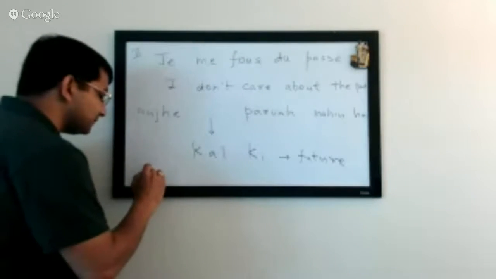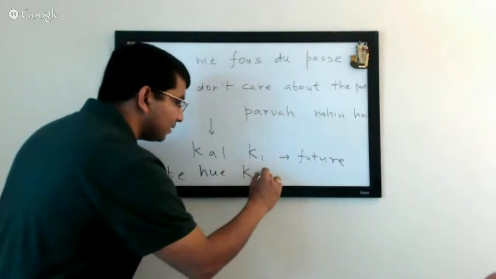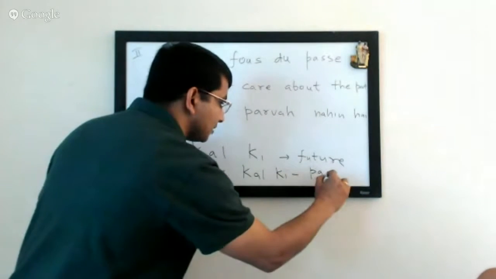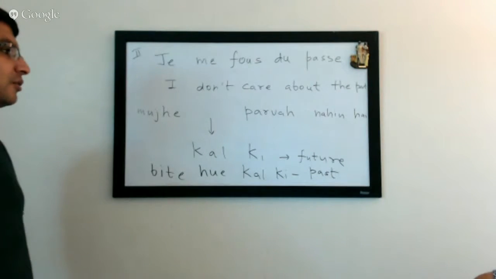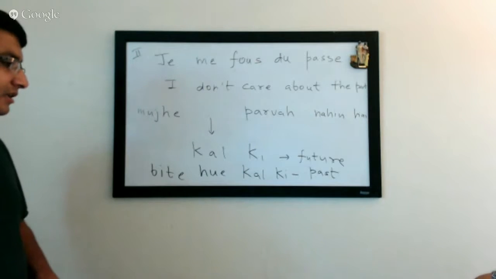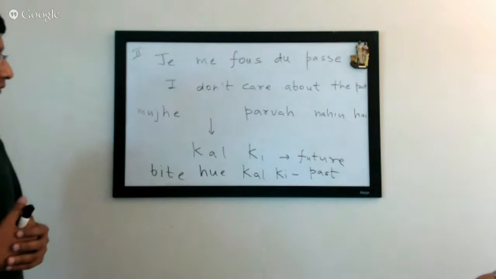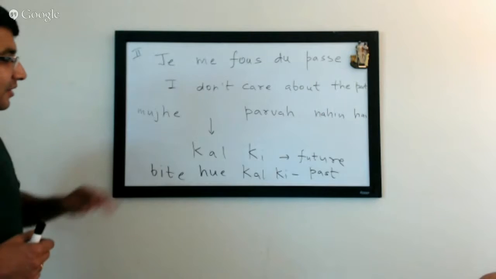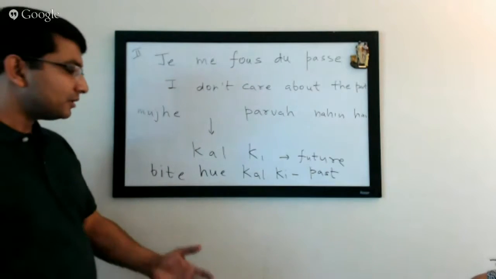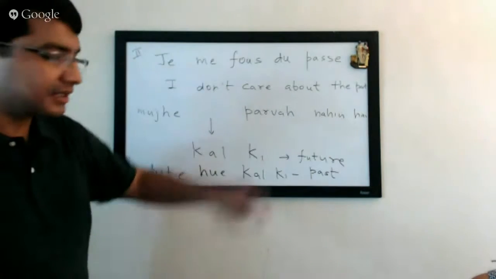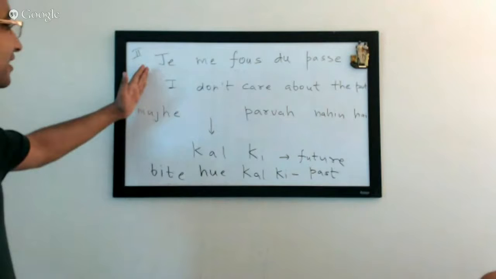So मुझे बीते हुए कल की परवाह नहीं है, that means I don't care about the past. It's a little longer, but hopefully, if you read it or listen to it two times, it'll make sense. So just to repeat again, when you say मुझे कल की परवाह नहीं है, that means I don't care about the future. मुझे बीते हुए कल की परवाह नहीं है, that means I don't care about the past. And once again, congratulations. This is the second line of the song.